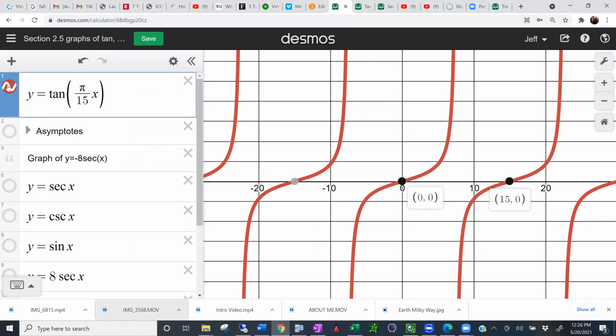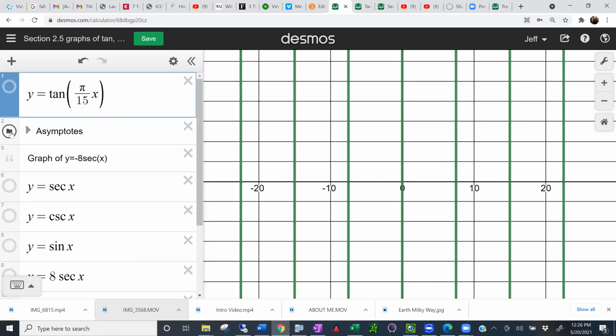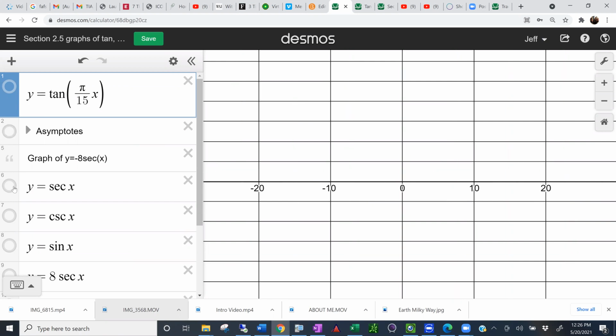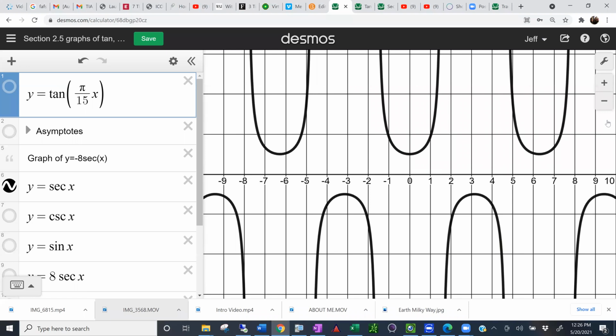So I'll shut this one off. I guess I could have turned on the asymptotes for that graph. That's okay. And let's look at the graph of the secant. It's like this. A little bit busy. Maybe if I hit the home button, that can clean things up a little bit. So there's the graph of the secant. Great. But I want the graph of -8 times the secant.